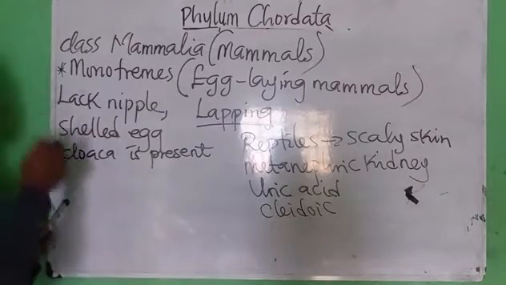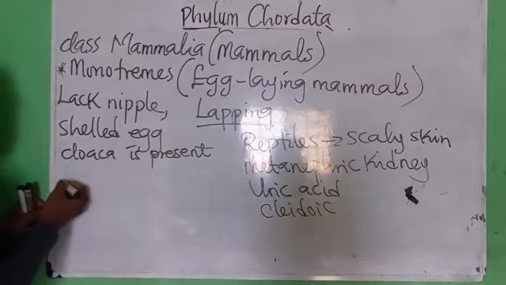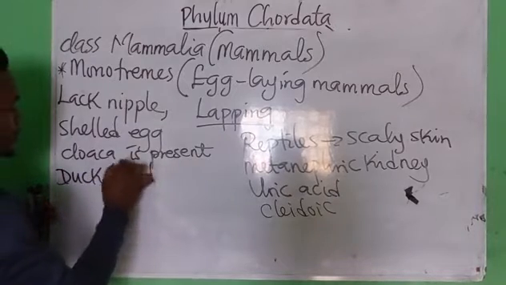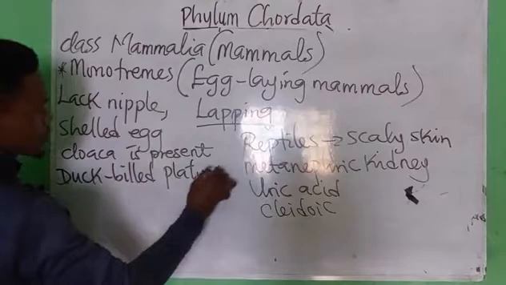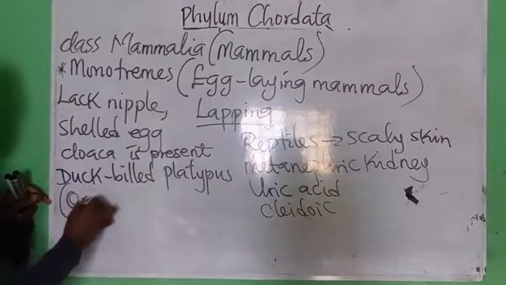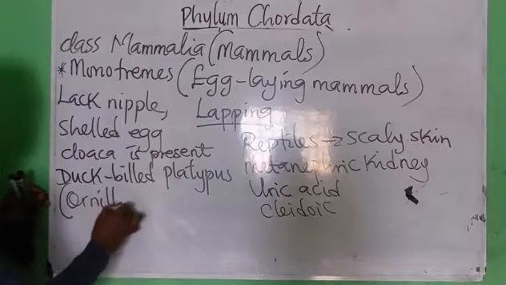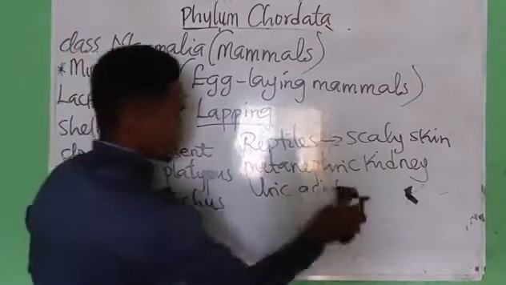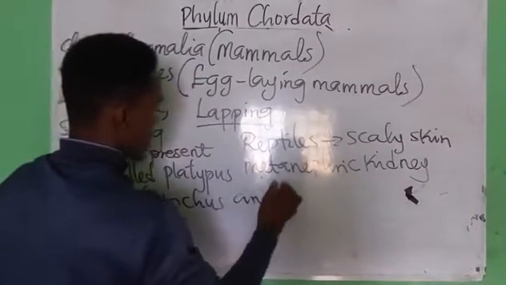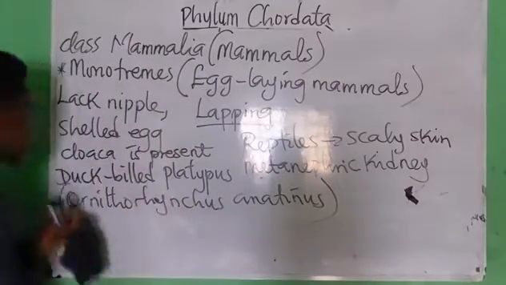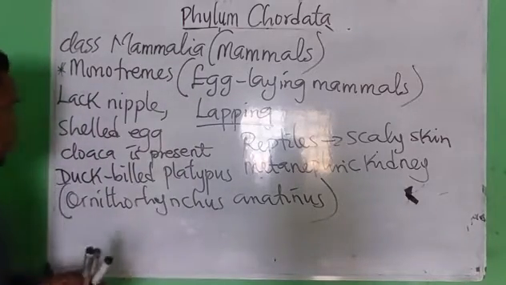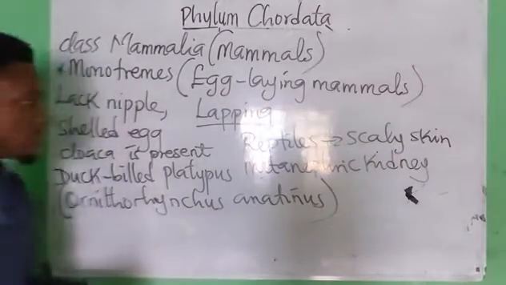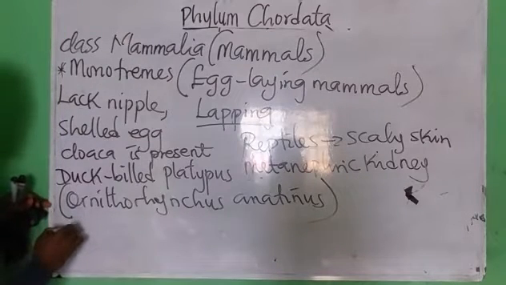Examples of monotremes are the duck-billed platypus, and it is called Ornithorhynchus anatinus. All right, the duck-billed platypus is called Ornithorhynchus anatinus.